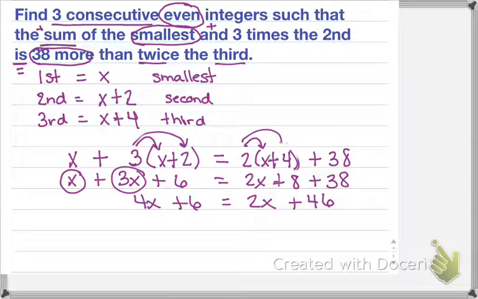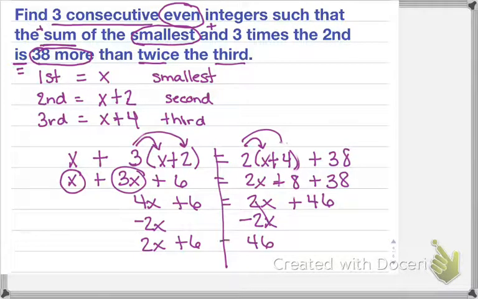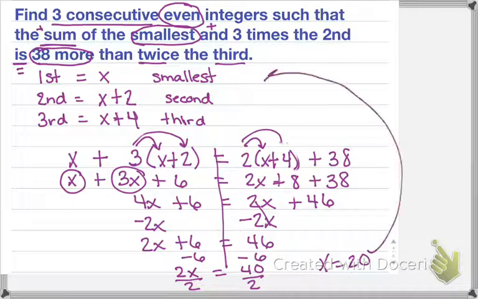So now we're going to combine like terms by moving our variables to one side. Doesn't matter what you move first. I'm going to do minus 2x, minus 2x. That's your wall down the middle. You have 2x plus 6, and then equals 46. Minus 6, minus 6. You have 2x equals 40. Divide by 2. x equals 20. Now, let's plug this back in and figure out what our problems are.